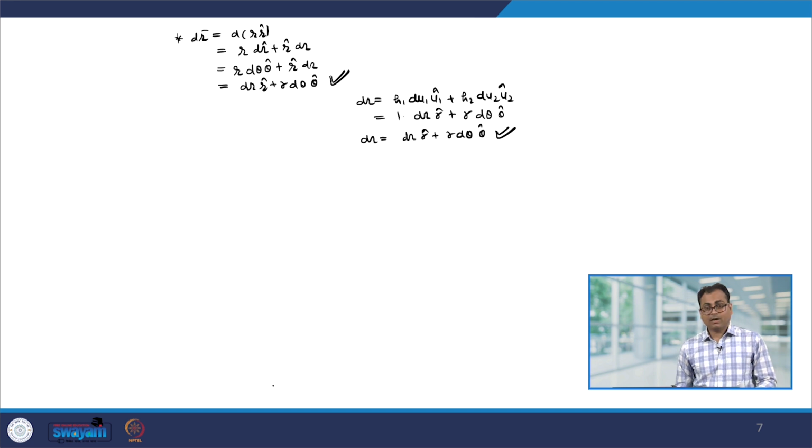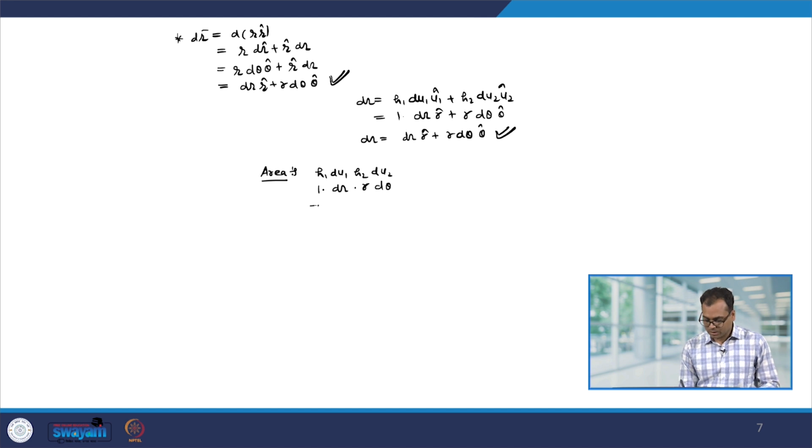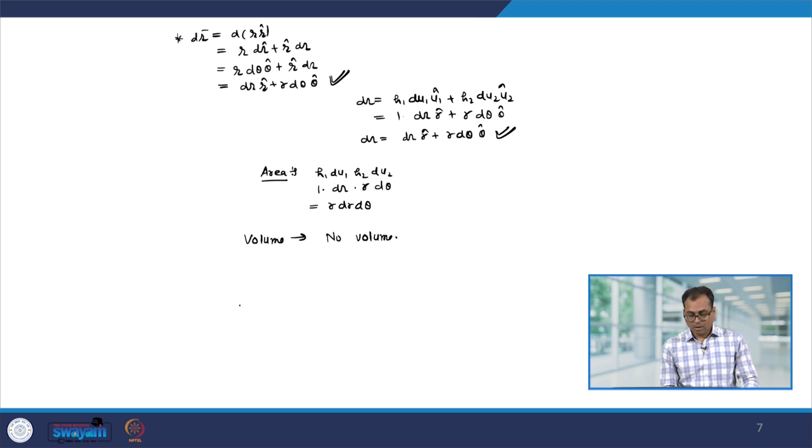Okay. Now let me write down the expression for the area. Remember it was H1 du1, H2 du2, and H1 is 1, du1 is dr, H2 is r and du2 is d theta. Therefore this becomes r dr d theta. This is something that you already know. Now for the volume, since it is planar motion, there is no volume. With this, let me stop here.